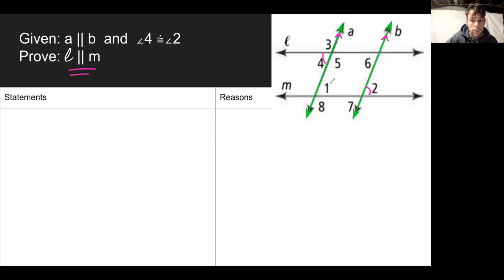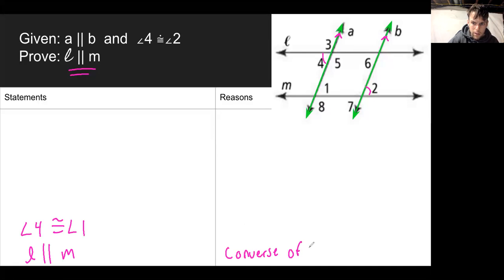What I do want to do is show that 4 and 1 are congruent. These are alternate interior angles. So that's what I'm going to do. I'm going to show 4 and 1 are congruent. That's going to be the way that I show these lines are parallel. I'll show angle 4 is congruent to angle 1. Thus, L is parallel to M. These are alternate interior on L and M with a transversal of A. So this is the converse of the alternate interior angles theorem.